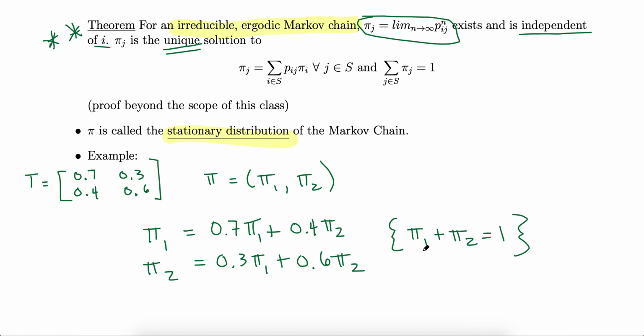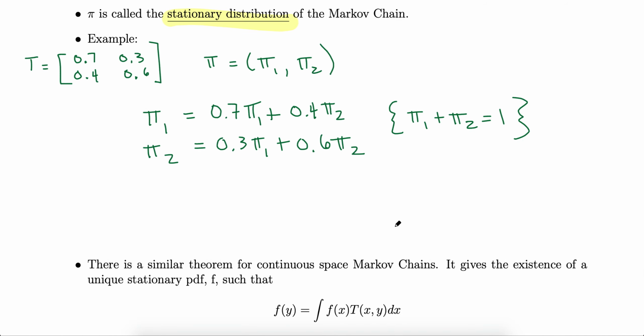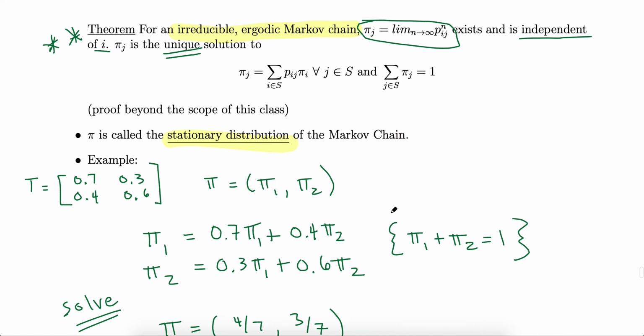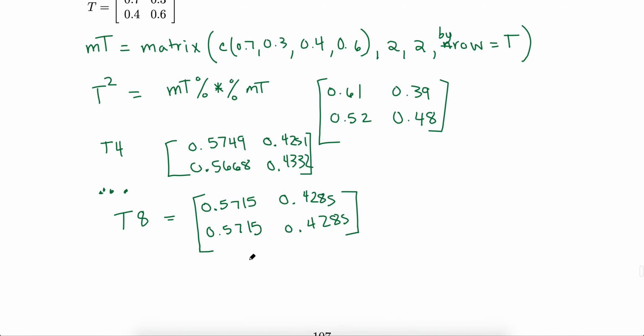Okay? Most of you are math majors or have had enough math. You can solve this system of equations, so I'll skip over that step. And you get this vector: pi 1 is equal to 4/7 and pi 2 is equal to 3/7. If you approximate those with decimals, you get 0.57143 and 0.42857, which is really cool, not surprising because of what we observed over here.